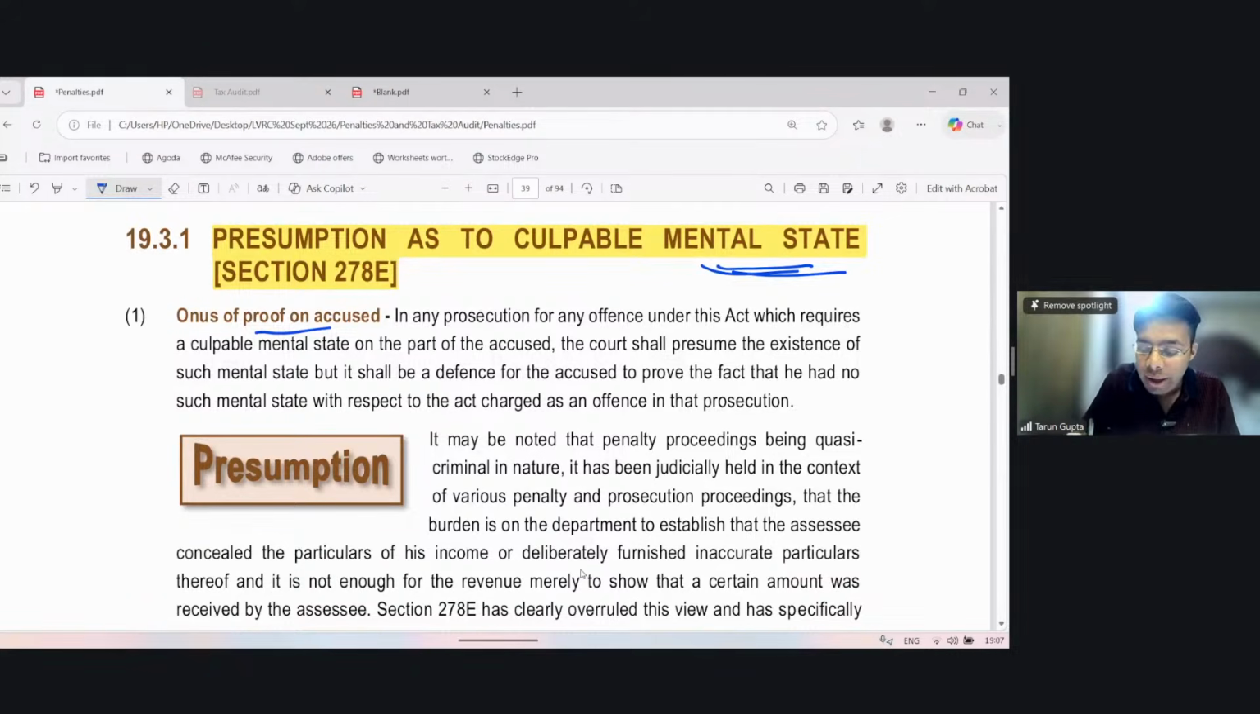In any proceeding which requires a culpable mental state on the part of the accused, the court shall presume the existence of such mental state. So the court shall presume that the default was made intentionally. But it shall be a defense for the accused. Who has to prove the innocence? The accused has to prove that he had no such mental state with respect to the act charged as an offense in that prosecution. Clear?